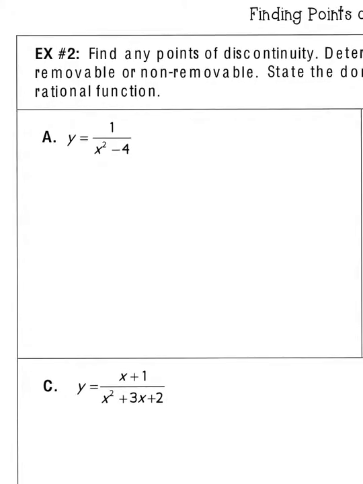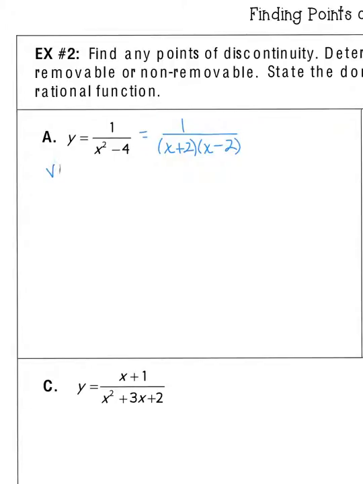Okay, so first I want to look at the fully factored form. The numerator cannot factor, but the denominator is x plus 2, x minus 2. So there are no factors that I can cancel out, which means I don't have any removable discontinuities. But because I have factors in the denominator, I do have some discontinuities, but they are non-removable, which means they're going to be vertical asymptotes.